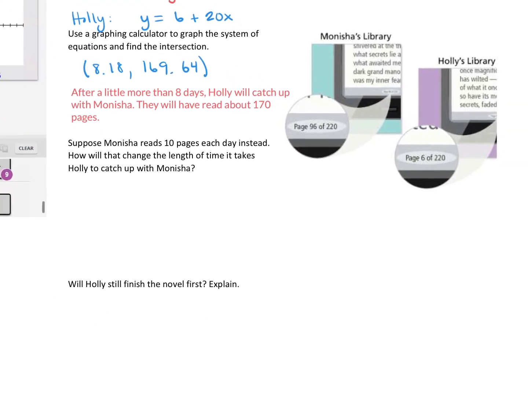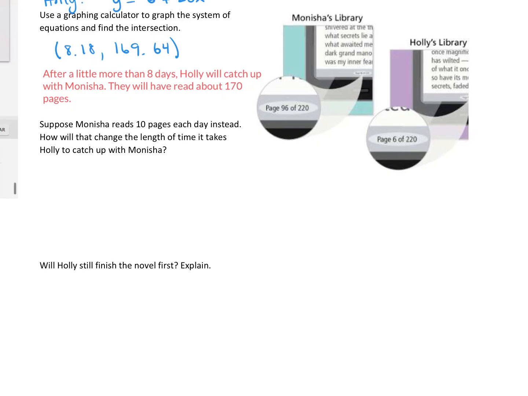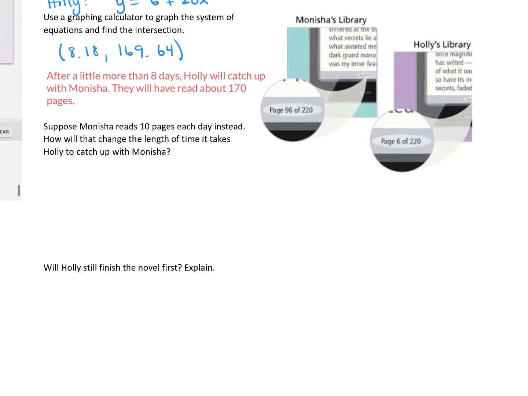All right, we have a follow-up question. Suppose Monisha reads 10 pages each day instead. So she's going to increase her reading rate. How will that change the length of time it takes Holly to catch up with Monisha?